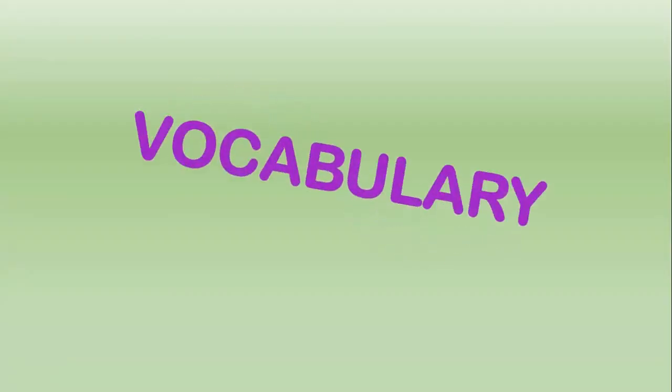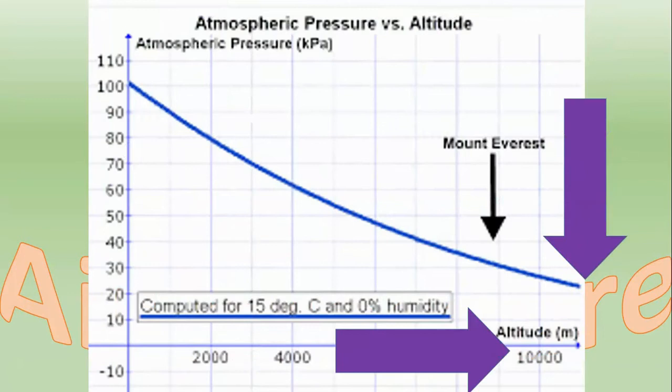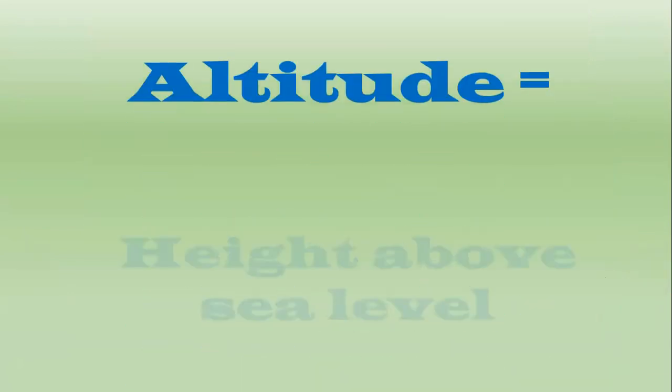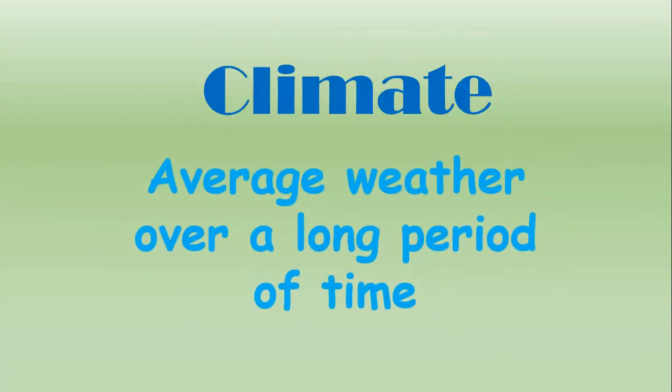And now a little vocab to help you all along. Air pressure is the weight of all the molecules pushing down. As you travel up in altitude, the pressure will decrease, and the closer you get to the planet, the more it will increase. Altitude is simply the height above sea level. You also need to know the difference between climate and weather. Weather is the atmospheric conditions in a given place and time. Climate is the average weather over a long period of time.